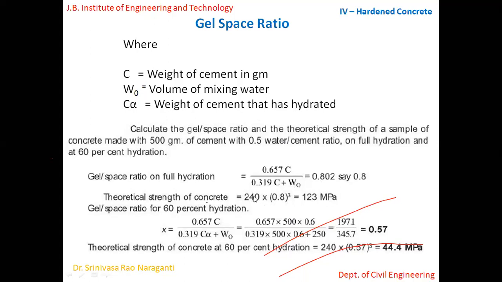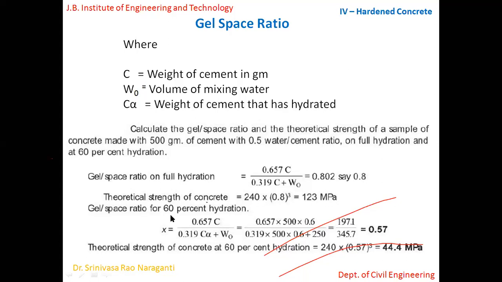Again, strength is given by 240 times x cubed. So what is our x value? Substituting x cubed, we get 123. That means for 500 grams of cement, if you're using a water cement ratio of 0.5, the expected strength of concrete is 123 MPa on complete hydration. Okay. Otherwise, for the second part, hydration is 60%.